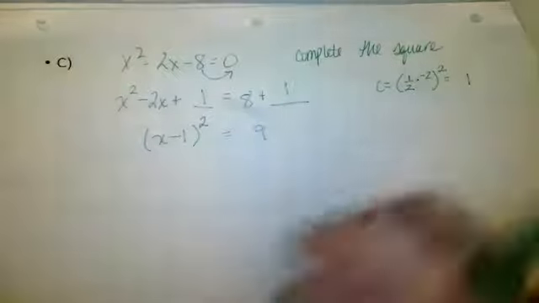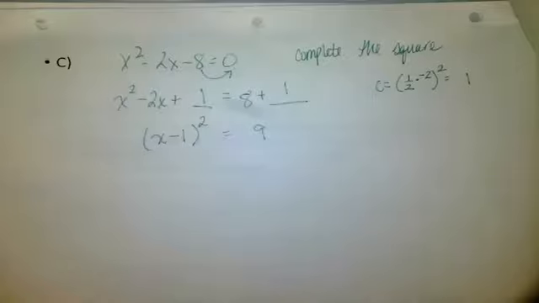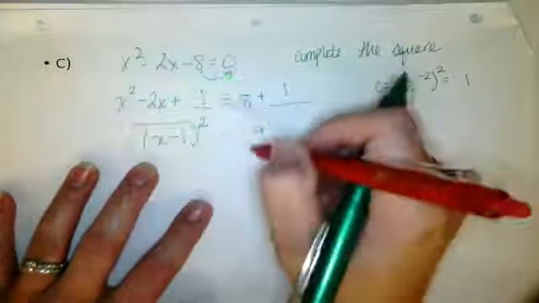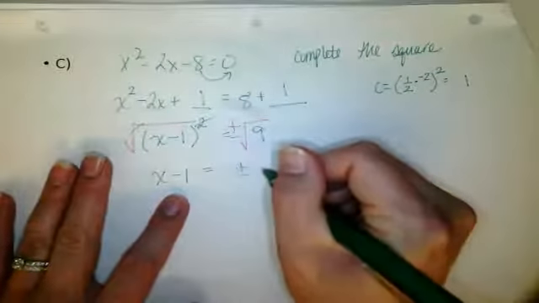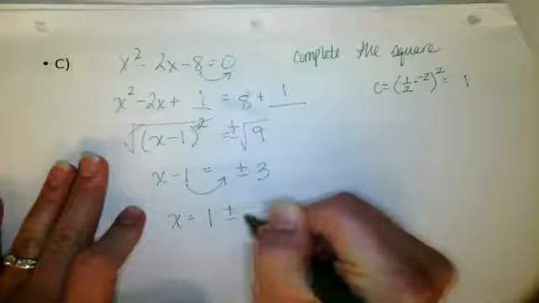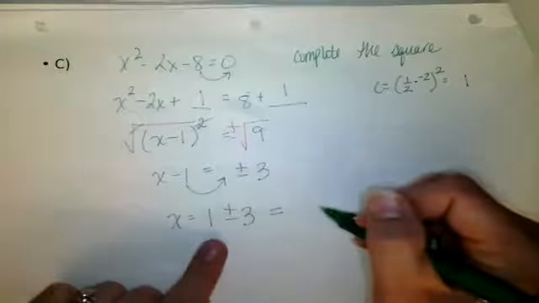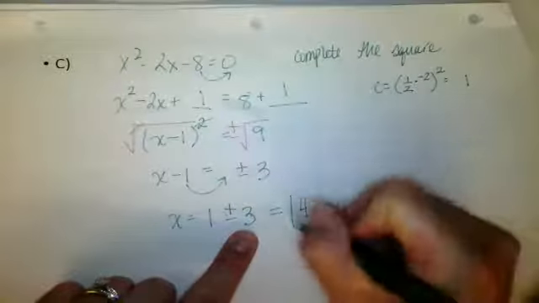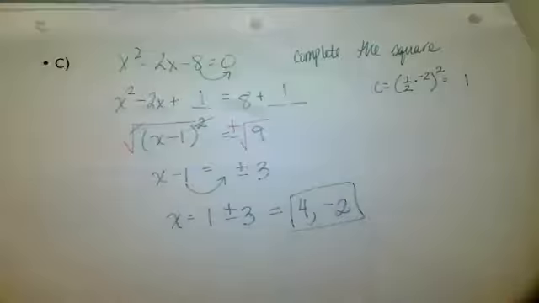And then now we actually get to use the square root method. So how do I get rid of the power? Square root both sides, don't forget plus or minus. Very good. The square root and the square cancel out, leaving me with x minus 1 equals plus or minus 3. And then I'm going to move the 1 to the other side to get 1 plus or minus 3, which gives me 2 answers. 1 plus 3 is 4, and 1 minus 3 is -2. And guess what? Those are the same 2 answers we got the other 2 times we did it. Isn't that interesting?